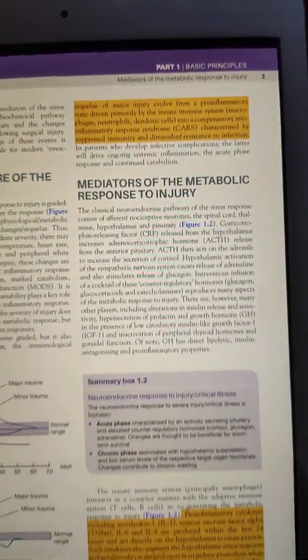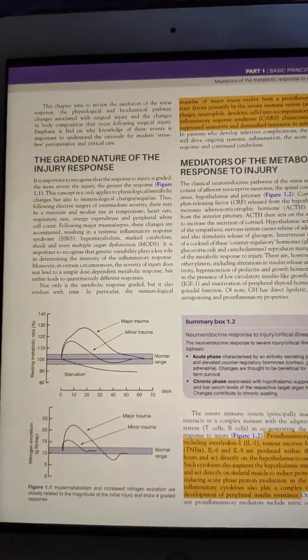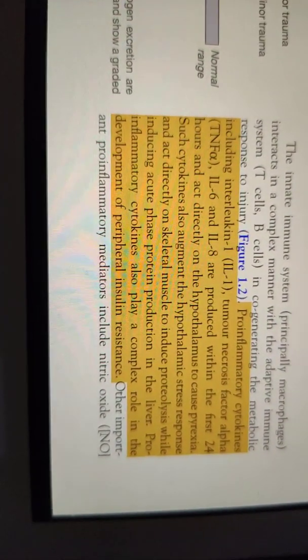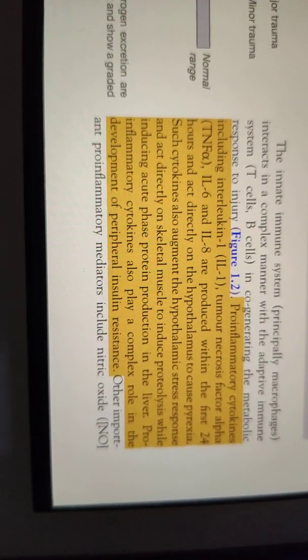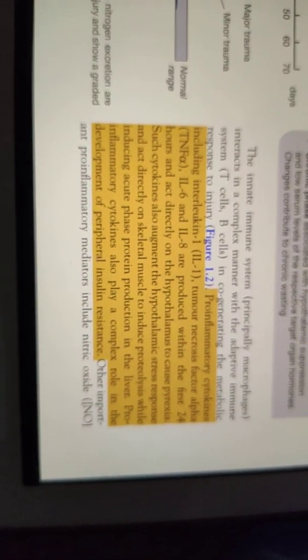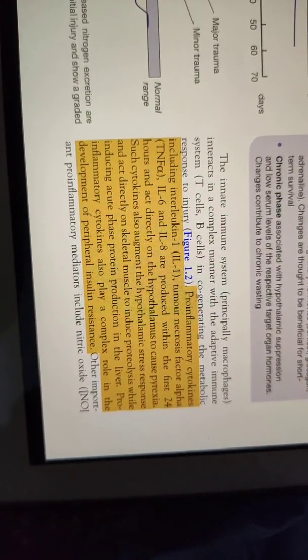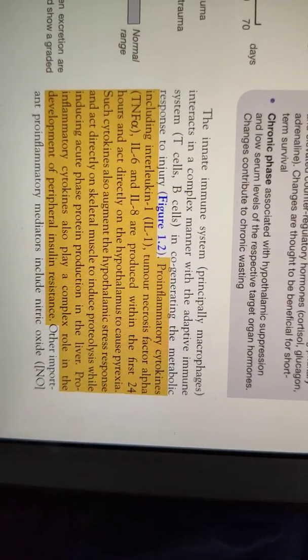Now, there are various mediators of the metabolic response to injury, and the important one is pro-inflammatory cytokines, which are mainly interleukin-1, TNF, interleukin-6 and 8, which act on the hypothalamus and cause pyrexia, and also act on the skeletal muscles to induce proteolysis, to produce an adequate amount of protein for recovery, to supply to the tissues.